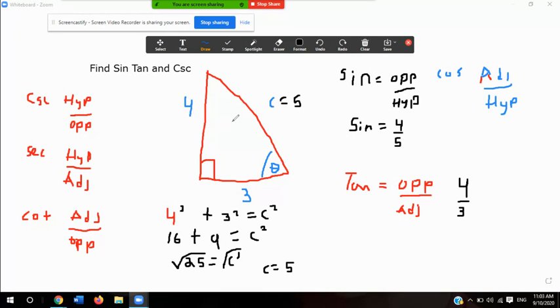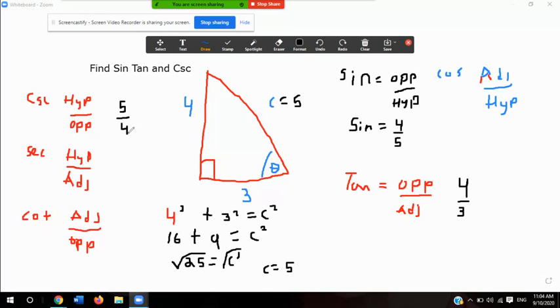And the last thing that we're being asked to find is the cosecant. Now, the cosecant is the reciprocal of the sine. So if sine is opposite over hypotenuse, and we determined that the sine was 4, which is the opposite, over 5, which was the hypotenuse, the cosecant is the reciprocal of the sine. So that means that our cosecant would be 5 over 4. And that is how we do example number 1, ladies and gentlemen.